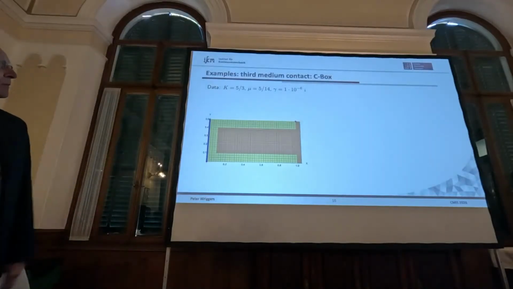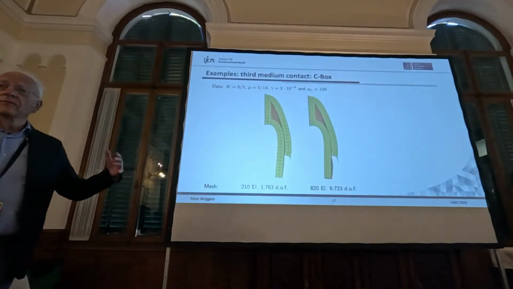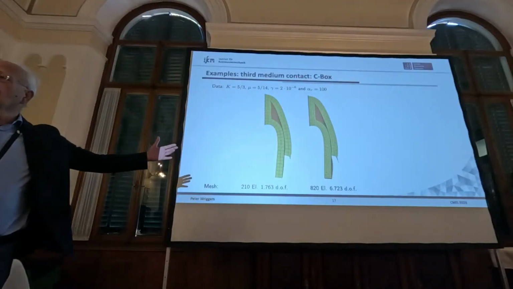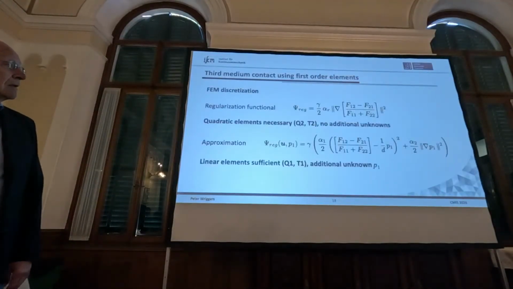Now, here comes what people call the C box. This is a pointwise contact, which you have here. And you can even push it more, and then you get out of a pointwise contact a line contact again, from this point of view.